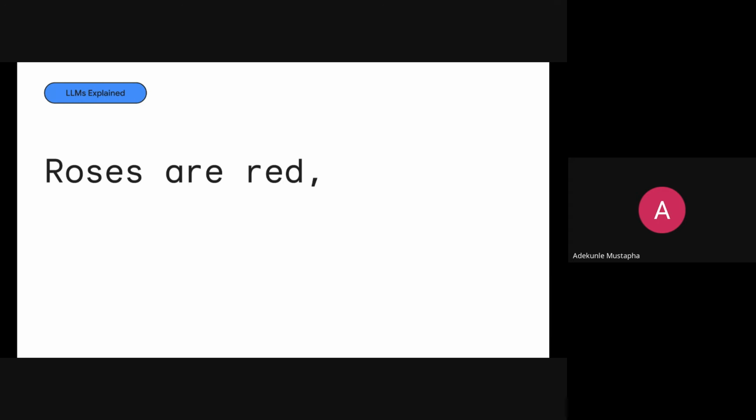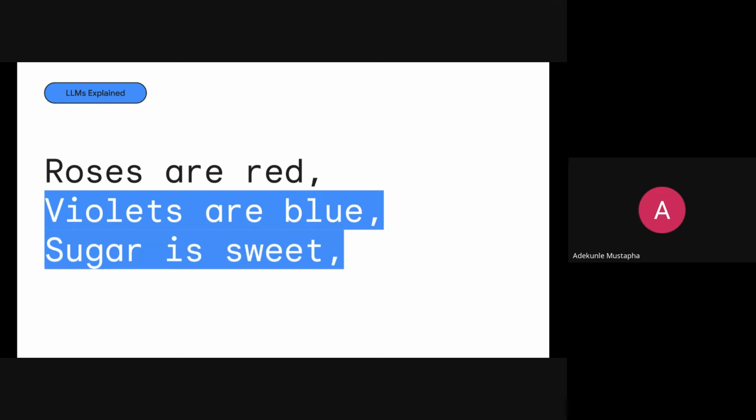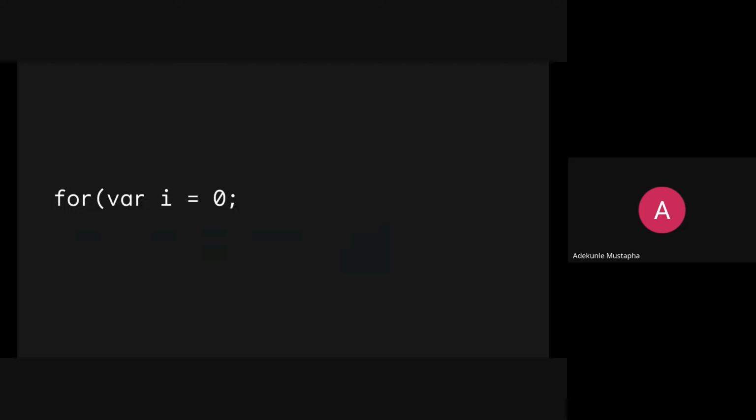So when we have "roses are red," the LLM can typically detect that you are about to write a poem, and it can fill it up for you: "roses are red, violets are blue, sugar is sweet." The LLM is able to complete your thoughts based on the training data that it has built in.